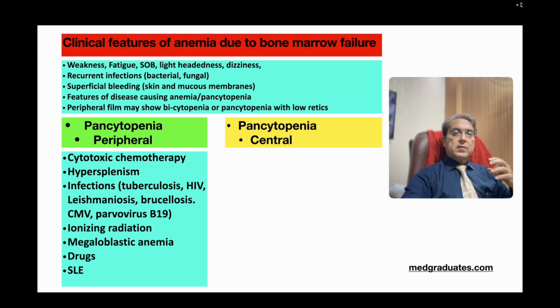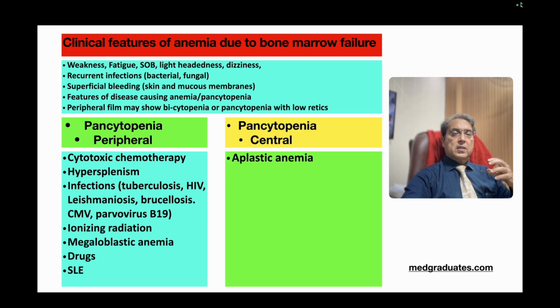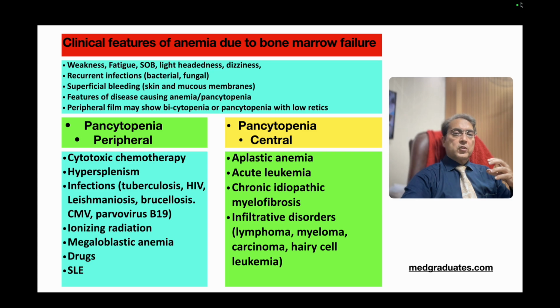And then we can have a central pancytopenia. Aplastic anemia is the classical example. And then we can have acute leukemia. There may be chronic idiopathic myelofibrosis. There may be infiltrative disorders like lymphoma, leukemia, myeloma, hairy cell leukemia, or as I said, disseminated malignancy. They all may replace the bone marrow and produce central pancytopenia. Myelodysplasia is another example of producing pancytopenia.